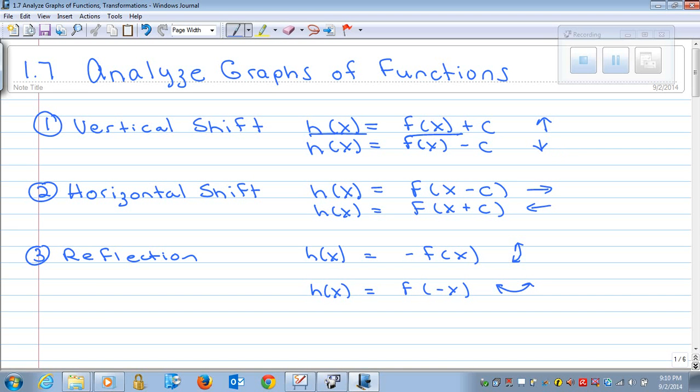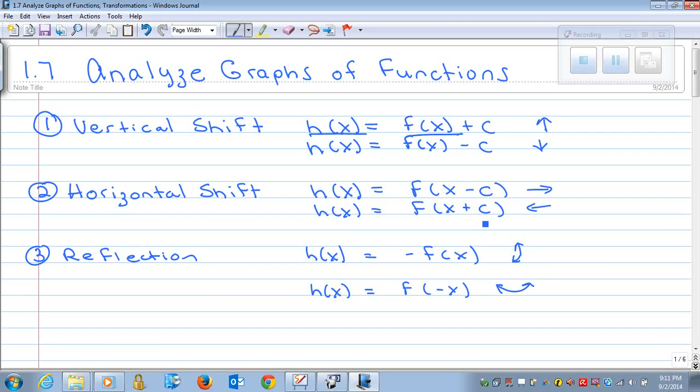Horizontal shifts, of course, would be moving left and right. This would happen within the x, so near the x in the parentheses or under a radical, depending on your equation. Your new function would be your old function f of x, and you would either be adding or subtracting c from that x value. Remember, with horizontal movement, it happens opposite of what you think it's going to happen. So when it says x minus c, you would actually move to the right. When it's x plus a value, you would actually move that far to the left.